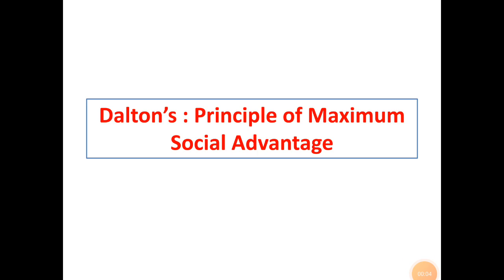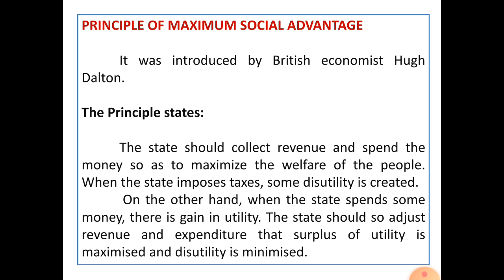Today we have a topic on Hugh Dalton's principle of maximum social advantage. Okay, we have a discussion on this topic. The principle of maximum social advantage was introduced by the British economist Hugh Dalton. What does the principle state? The state should collect revenue and spend the money so as to maximize the welfare of the people.